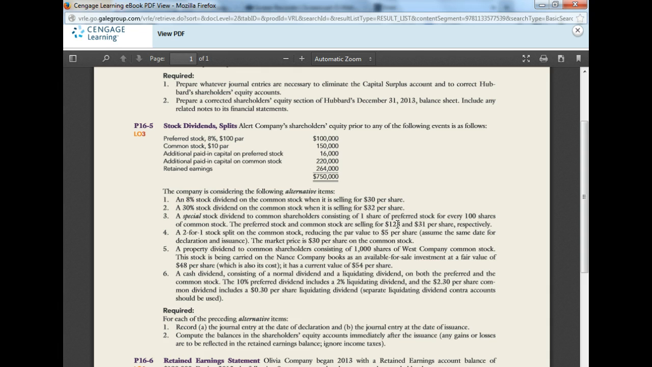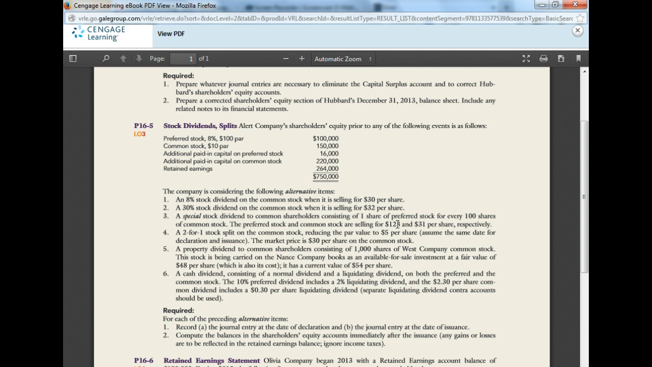The company is considering the following alternative items. What we're going to do for each of these items is record the journal entry at the date of declaration and the journal entry at the date of issuance. So we're going to need to know what occurs at the date of declaration and what occurs at the date of issuance. The first thing is going to be an 8% stock dividend on the common stock when it is selling for $30 per share.